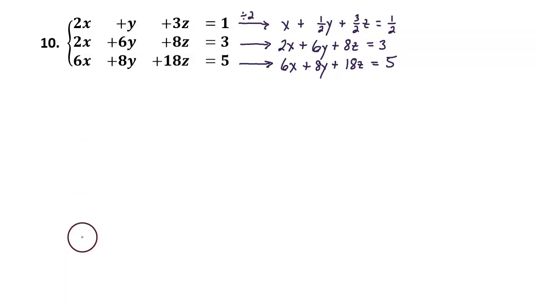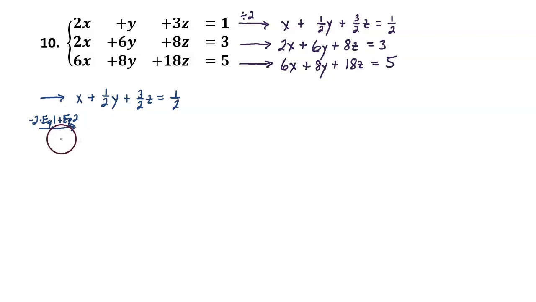The next step of Gaussian elimination is to eliminate this term right here. So let's keep the first equation the same. And make a change to the second equation. We can go negative 2 times equation 1 and add it to equation 2 to create a new equation 2.